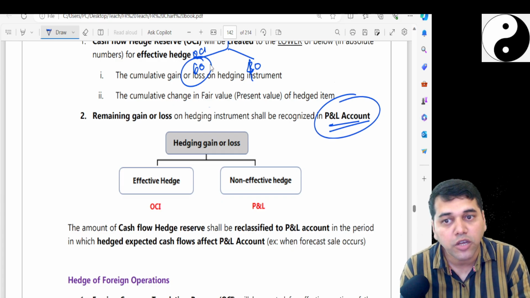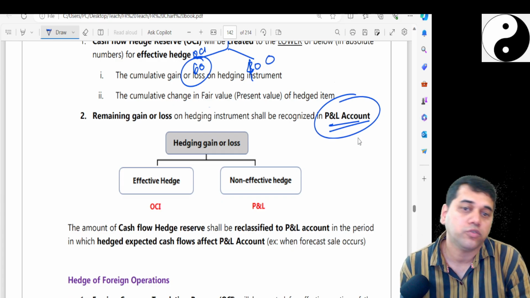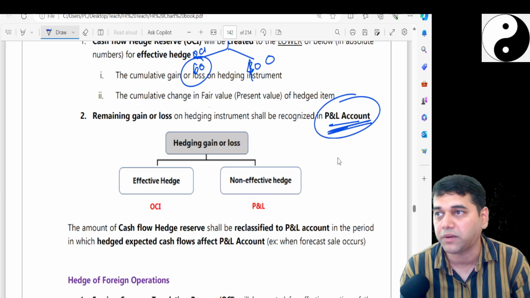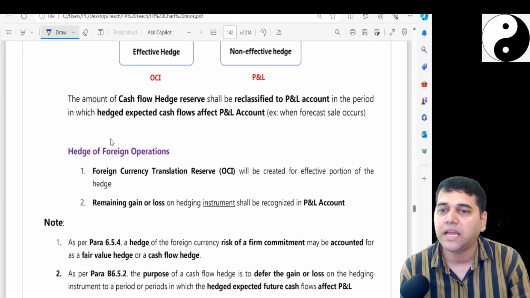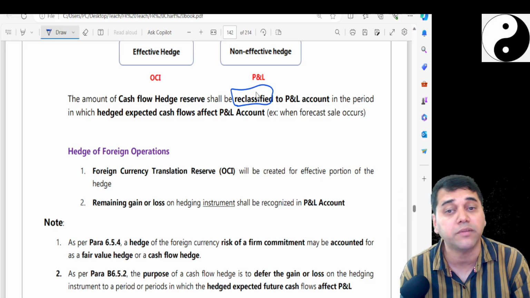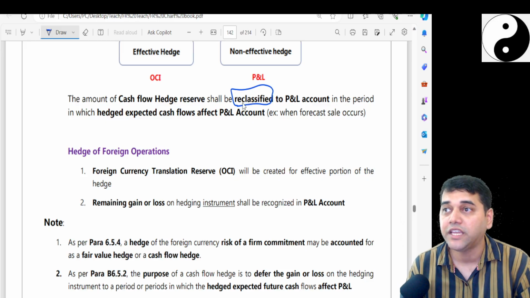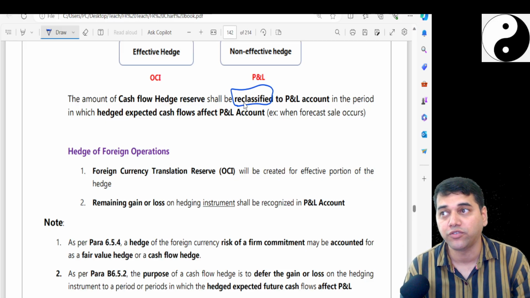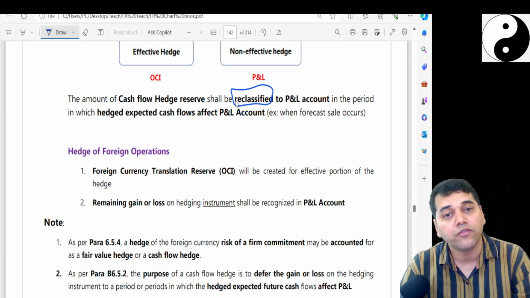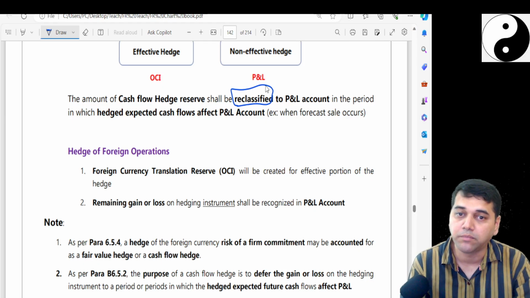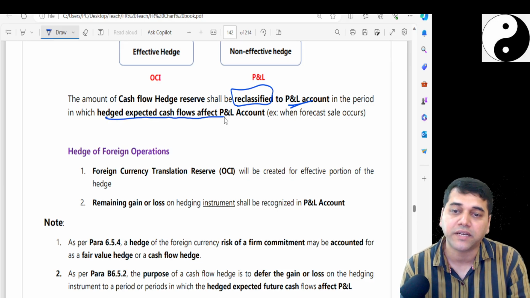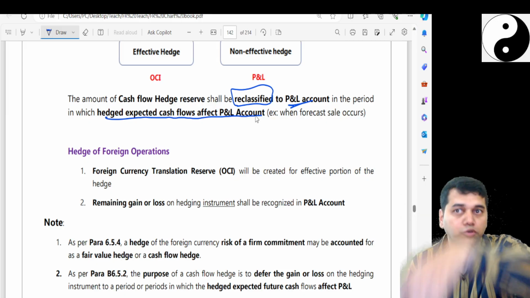Ideally it should have been 0. The moment somebody sees an ineffective portion, they understand your hedging is not perfect. The amount of the cash flow hedge reserve will be reclassified to the P&L account. This is the subject matter of reclassification: equity FVOCI, debt FVOCI, and there is one cash flow hedge reserve also. On the day the account is closed and hedging is complete, you will transfer the cumulative balance to the P&L account, in which the hedged expected items are going to come.